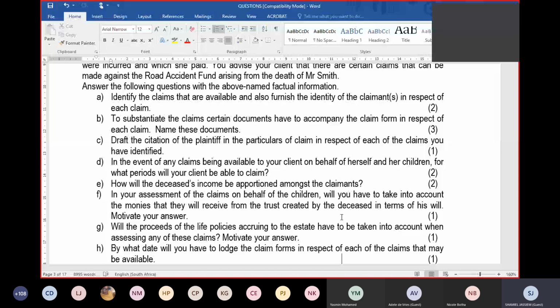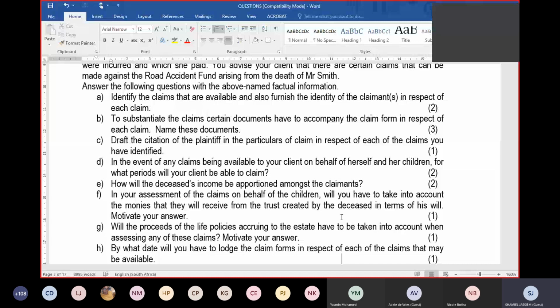Because Mr. Smith died, the claim form must be accompanied by the post-mortem report or the inquest report, as we mentioned this morning. And to prove his salary, you need to submit a copy of his salary slip or a salary certificate which the client can obtain from work. That is in respect of loss of income.